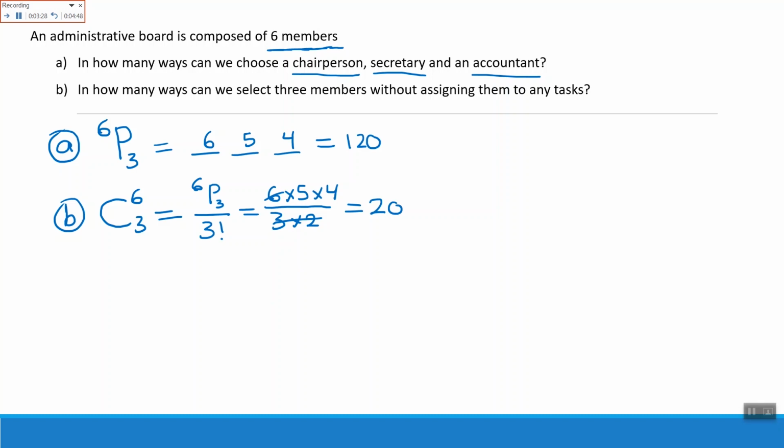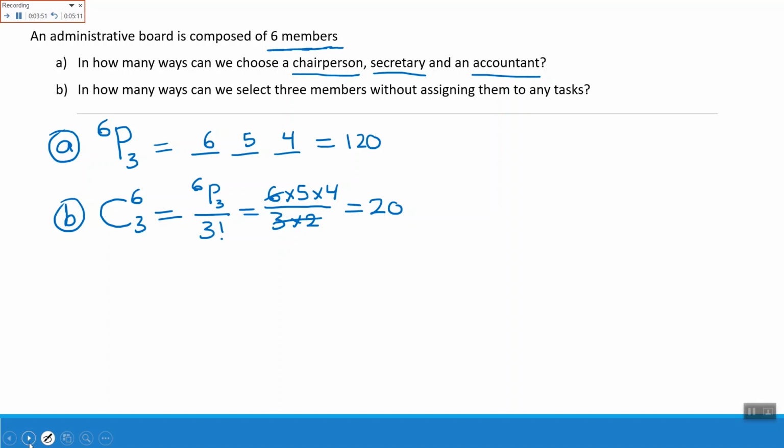It's always true that combination nCr is less than permutation nPr for the same n and r. So permutation 6-3 is more than combination 6-3. Combination 6-3 is always less than permutation 6-3, and this is true for any two numbers.